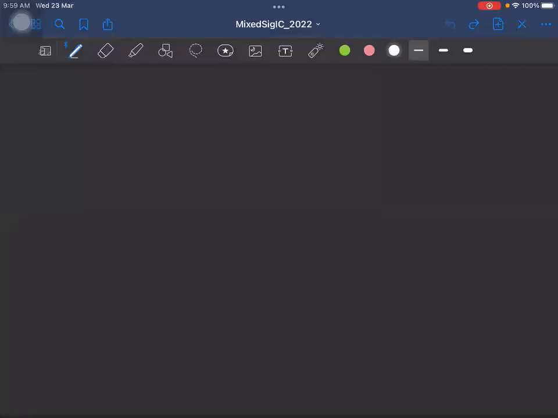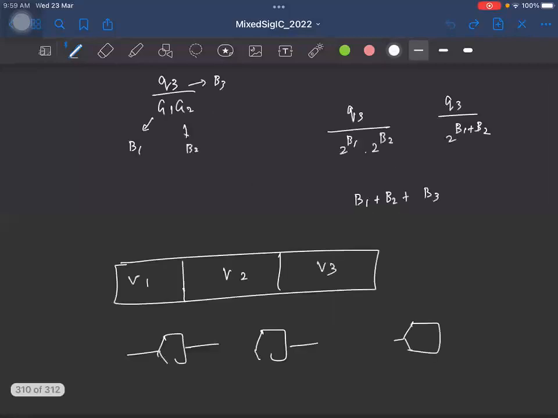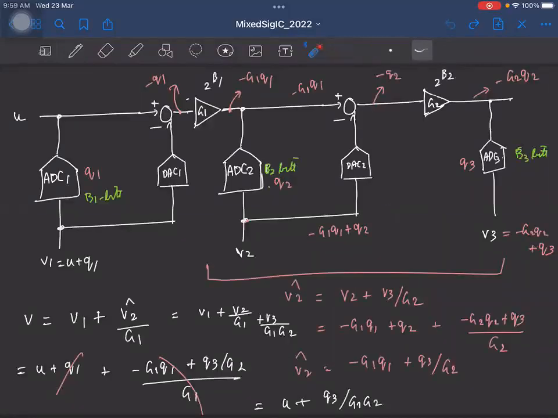Okay, so let's get started. Let's start with where we left in the last class. In the last class, first we started with a two-step converter, right? I think that part was completely clear. Then we saw how we can extend this two-step conversion to a three-step conversion, right?